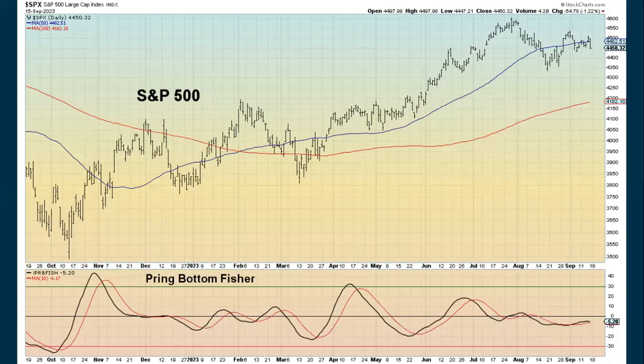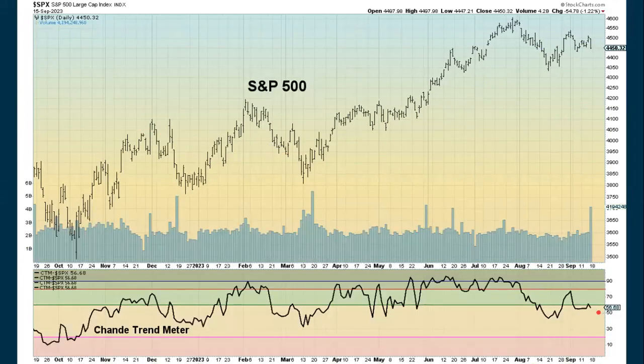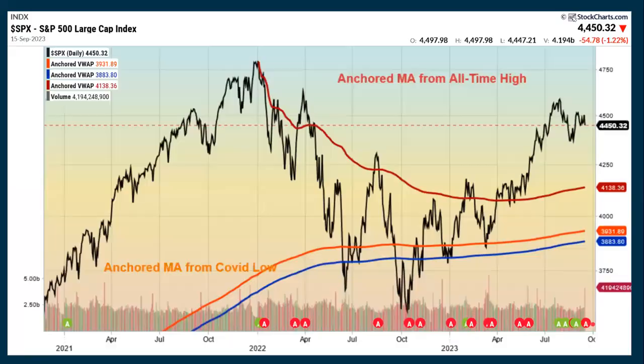The Pring bottom fisher tries to determine when we've climaxed to the bottom of a move, and it looks like we could be bouncing up out of that. This is pretty much flatlining right now, so it's not telling us anything. The Sean trend meter is down in this yellow area, so that's more neutral.